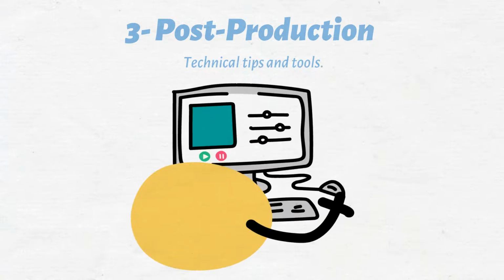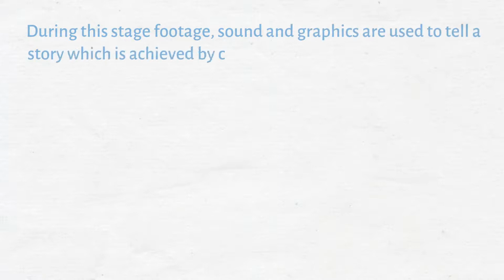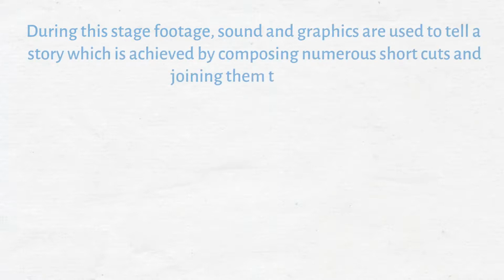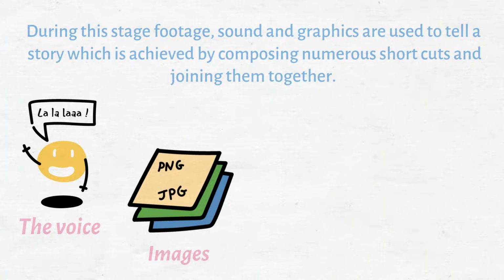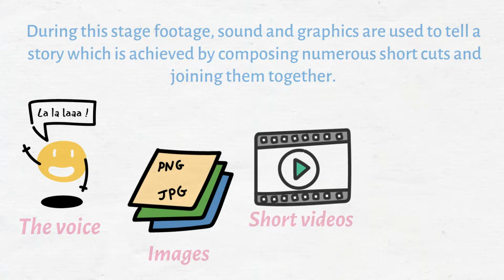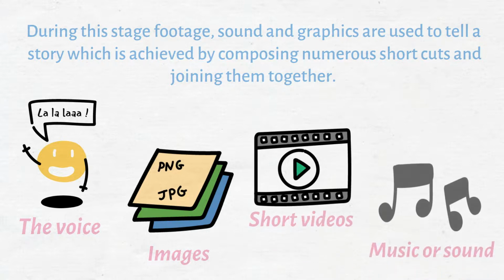Post-production: technical tips and tools. This stage refers to the editing of the video production footage. During this stage, footage, sound and graphics are used to tell a story, which is achieved by composing numerous shots and joining them together. The voice of the story, who is usually also the protagonist of the story. Images, which are often photographs or personal images related to the story. Short videos, together with the images. Music or sound effects to accompany the narrative.